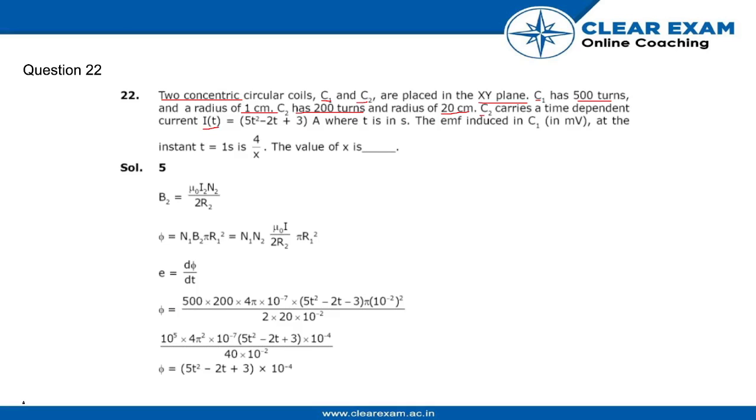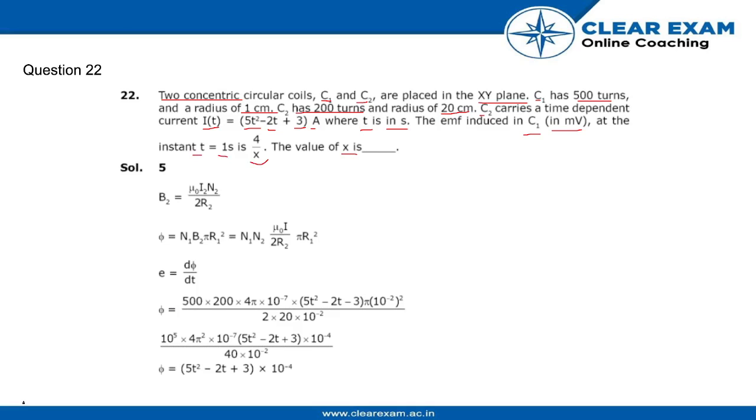C2 carries a time-dependent current I(t) equal to 5t² minus 2t plus 3 amperes, where t is in milliseconds. The EMF induced in C1 in millivolt at the instant t equal to 1 second is 4 by x.